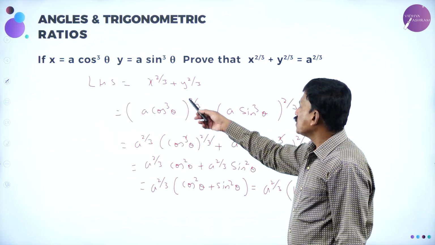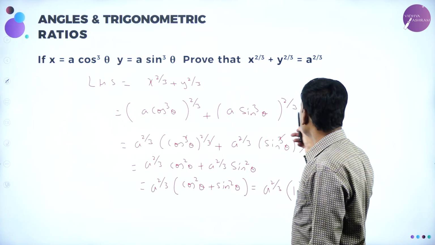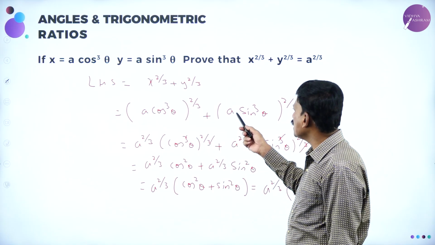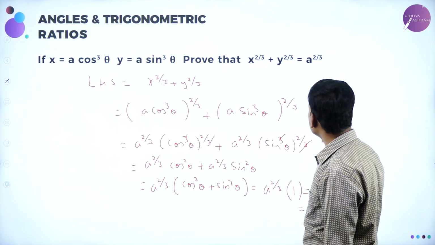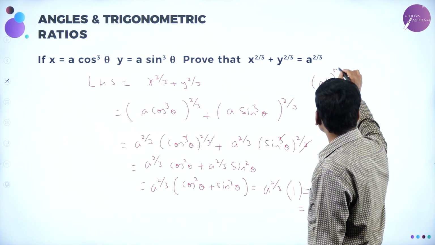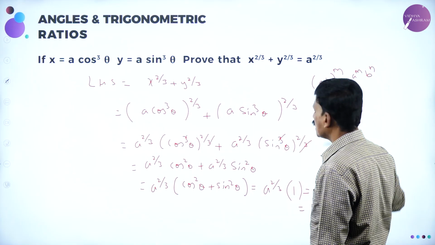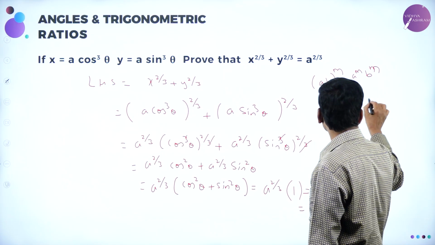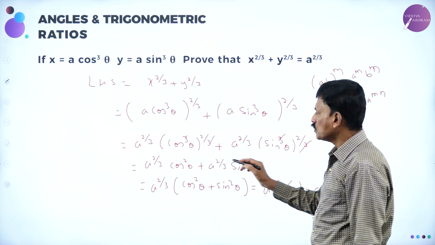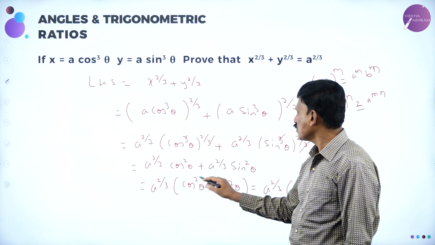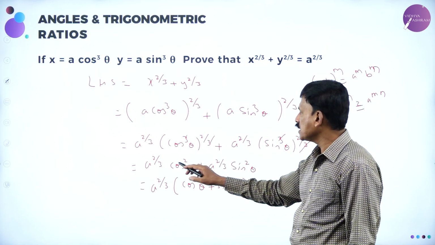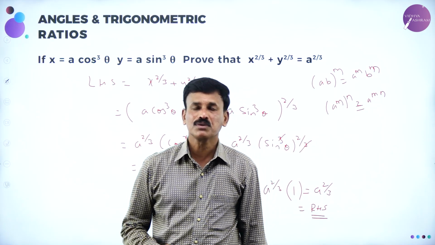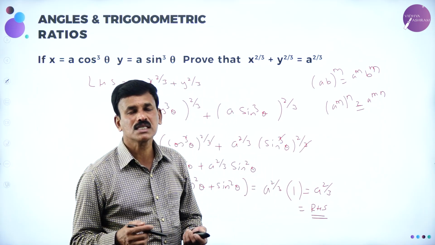Put x is equal to a cos cube theta whole to the power of 2 by 3, y is equal to a sin cube theta whole to the power of 2 by 3: a to the power of 2 by 3 into cos cube to the power of 2 by 3, a to the power of 2 by 3 into sin cube to the power of 2 by 3. Because you know in law of indices, ab whole raised to m is a to the m into b to the m, and similarly a to the power of m whole raised to n is equal to a to the power of mn. So 3 and 3 get cancelled, cos square; 3 and 3 get cancelled, sin square. In this you can take a to the power of 2 by 3 common factor. Cos square theta plus sin square theta is 1. 1 into a to the power of 2 by 3 is a to the power of 2 by 3. Same as that of the previous problem.